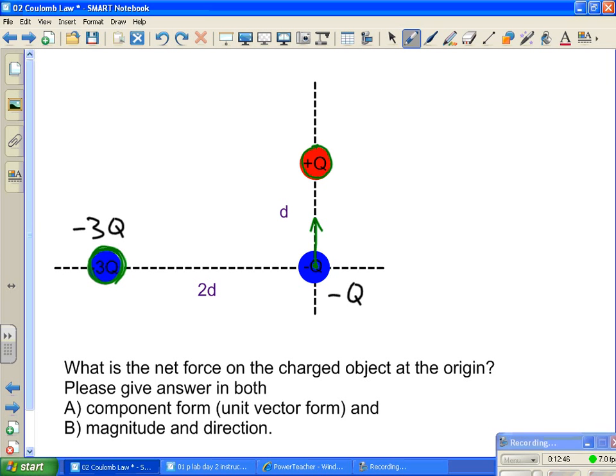Now, before I draw that, I'm thinking about how long I should make that arrow. It's a bigger charge, so that would lead to a bigger amount of force, but it's also further away, which would lead to a smaller amount of force. And knowing that it's an inverse square, this 2 is going to get squared, so I'll have a 4 in the denominator with a 3 in the numerator, so it's actually going to be a little bit of a smaller force. So I'll have an arrow that way.